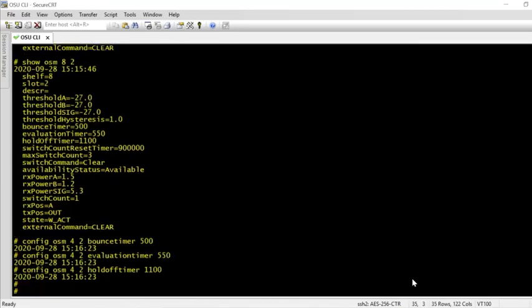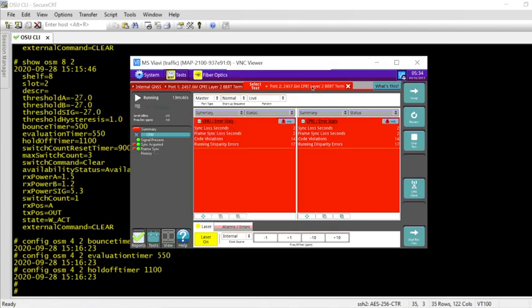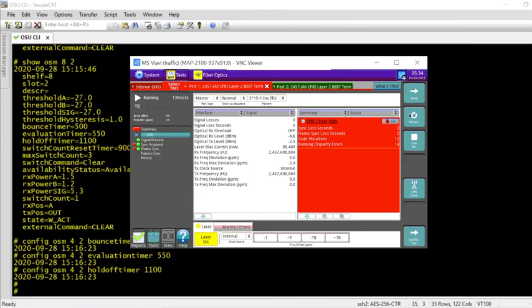Config OSM 42 bounce timer 500. Config OSM 42 evaluation timer 550. Config OSM 42 hold-off timer 1100. We are now all done, and the two OSMs are finally consistent and free to switch in case of a fiber cut. Let's check the testing set. We can see that we had some traffic hits, and this is expected, as we switched the traffic from one leg to another, but if we clear the history, we can see that the traffic is still flowing.